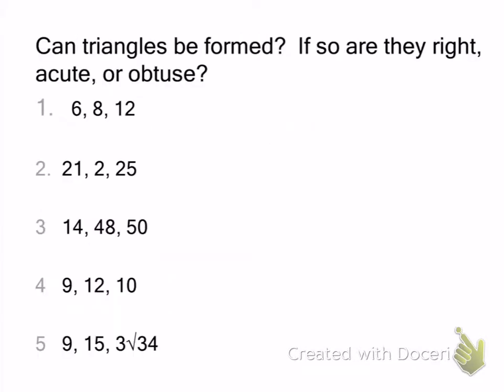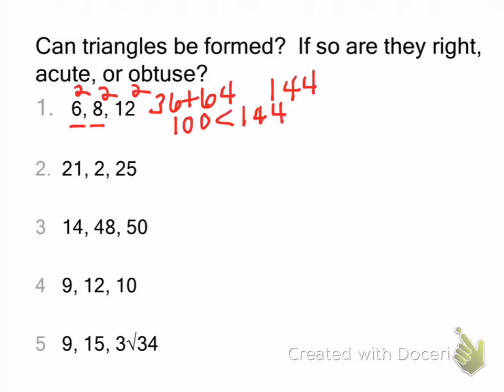So can triangles be formed here? If so, are they right, acute, or obtuse? I'm first going to check, is 6 plus 8 greater than 12? Yes. If so, then I'm going to plug it in and check. So 6 squared is 36, plus 8 squared is 64, and 12 squared is 144. Is 36 plus 64 greater than, less than, or equal to 144? Well, that's 100, and 100 is less than 144. Less than means this is going to be obtuse.